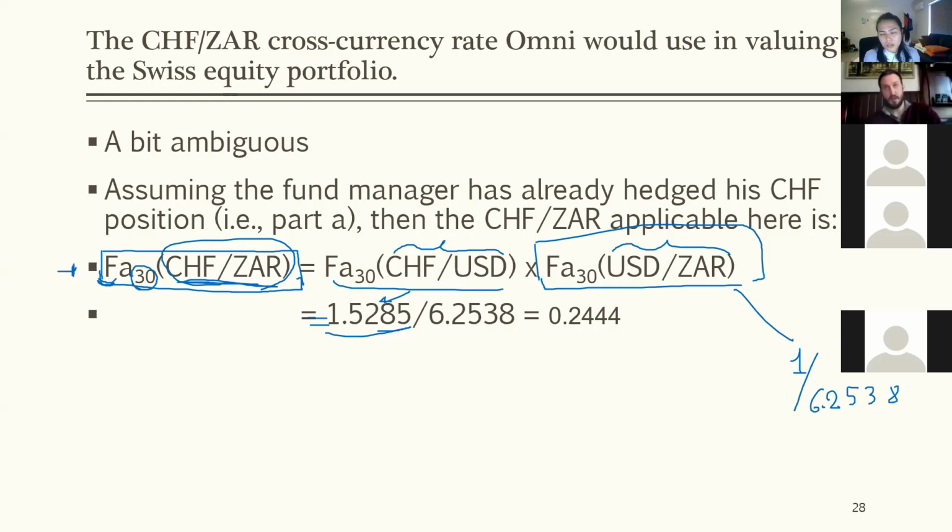So the reason why I think this question is a little bit ambiguous is because it doesn't tell us whether we are calculating the exchange rate for the current exchange rate or we are calculating the forward rate. Okay, but I guess if you put it in the context, the fund manager has already hedged this exchange rate risk, then it kind of makes sense that we need to use the forward rate. Okay. All right, so step one is done. We have computed the applicable cross exchange rate, Swiss franc over ZAR, that we can use to value this equity portfolio. Okay.